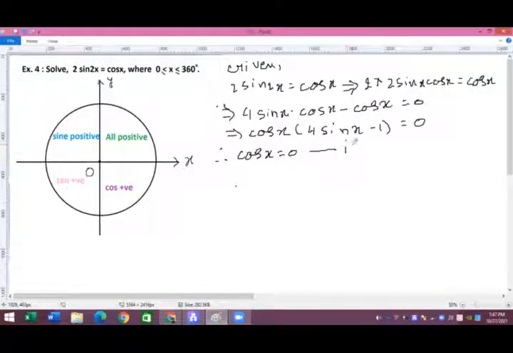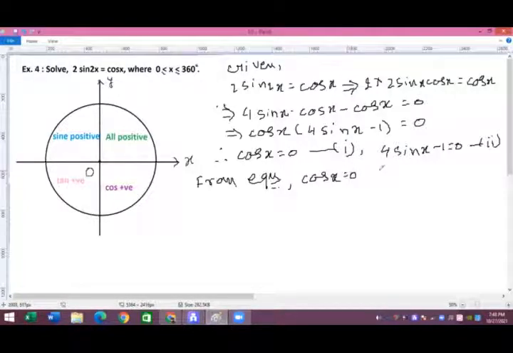You have equation 1, and then you have 4 sin x minus 1 equals 0. You can call it equation 2. So from equation 1 you have cos x equals 0, and going to the calculator, you will see that the value of x is 90 degrees. That means we are at the boundary point over here, but it doesn't matter.